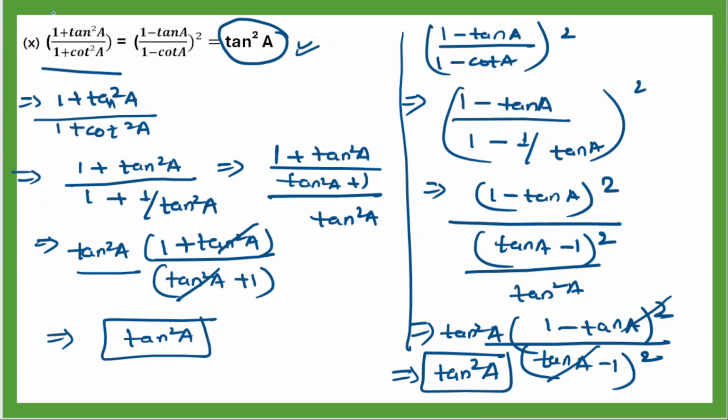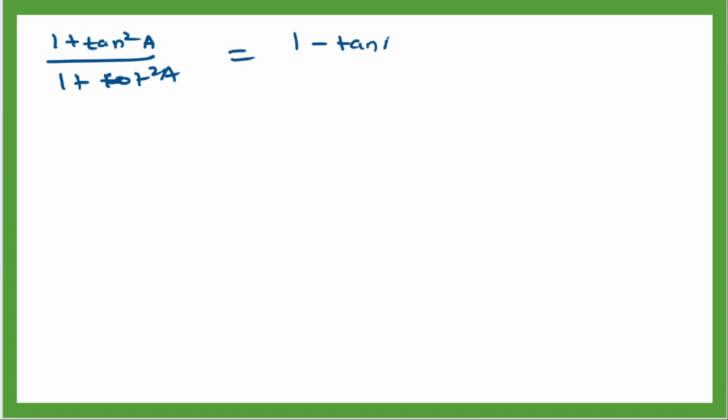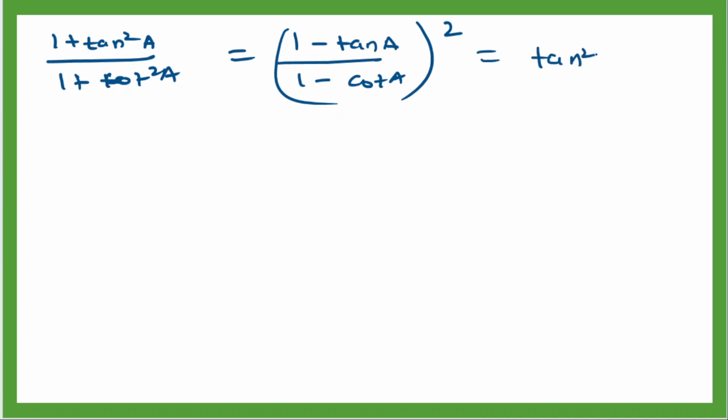So this will be equal to this. So 1 plus tan square A divided by 1 plus cot square A is equal to 1 minus tan A divided by 1 minus cot A whole square. It is equal to tan square A. Because on solving it, we are getting tan square A.